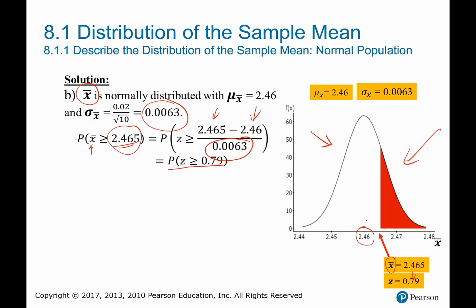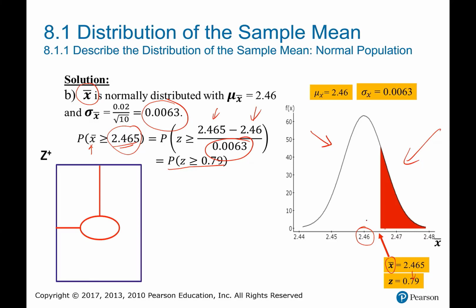Then to solve this problem, we can use the table. We need to find 0.7 in this column and 0.09, the second decimal, in this row. And in the intersection of this column and this row, we have this number. And what does this number represent? Again, all numbers in this table represent percentage below. And this percentage is the probability to the left of 2.465.